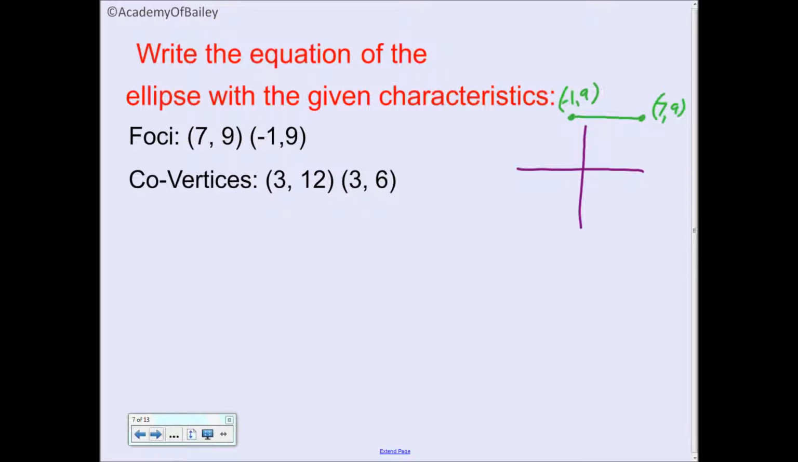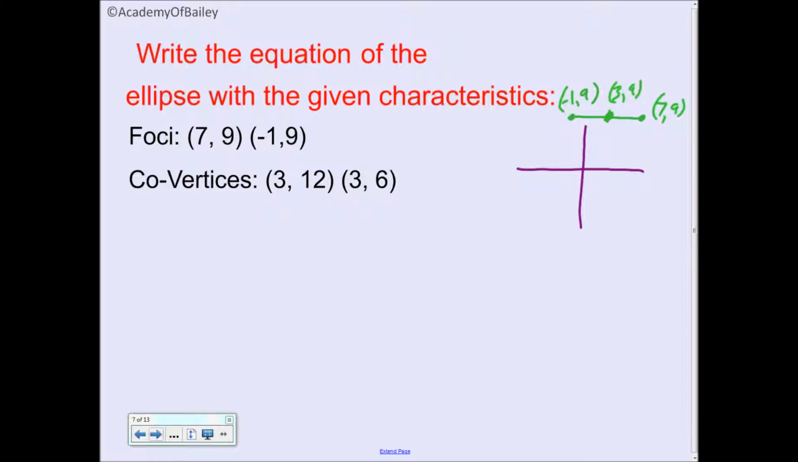Now, halfway between -1 and 7 there is going to be the center. So halfway between -1 and 7, well, that's a total distance of 8. Half of 8 is 4. So I believe (3, 9) will be the center.